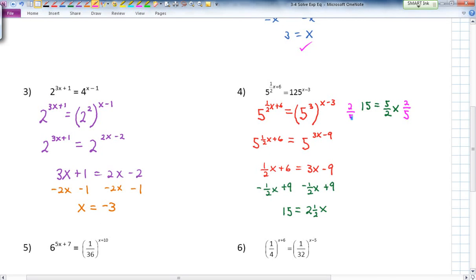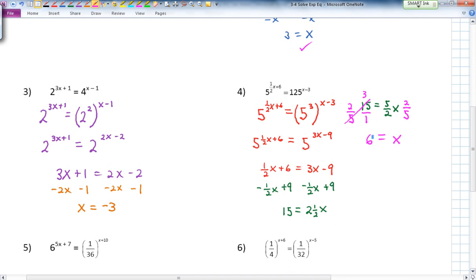And we should be done at that point. Put the 15 over 1, do a little cross canceling. I can cross cancel the 15 and the 5 right here, and I get 2 times 3 and x equals 6, and that problem's done.